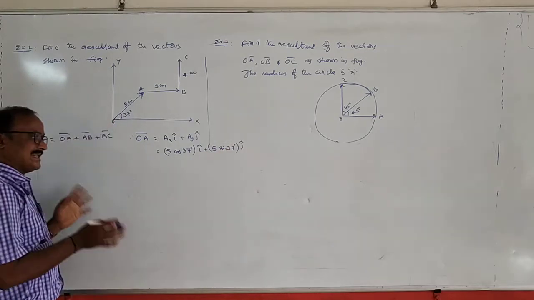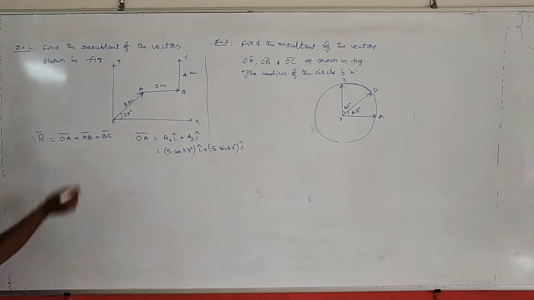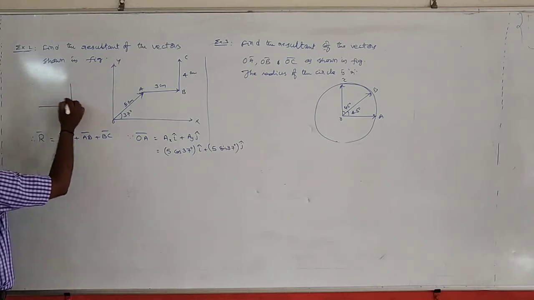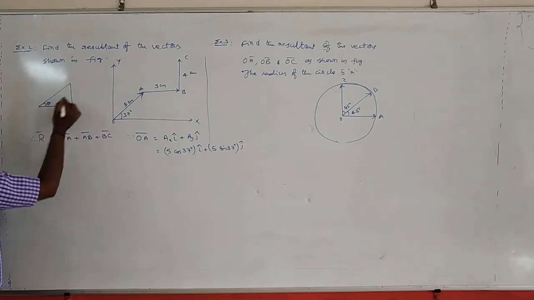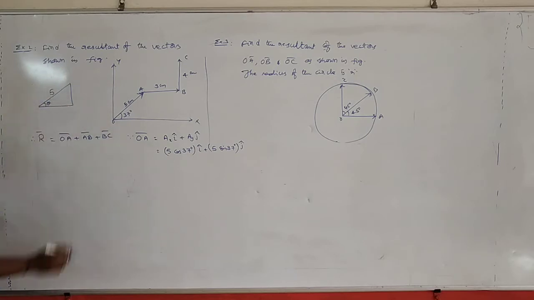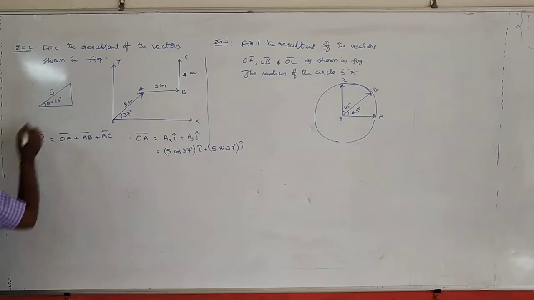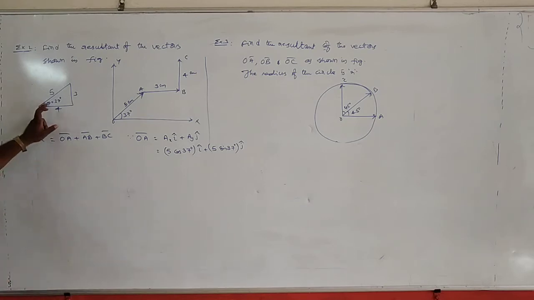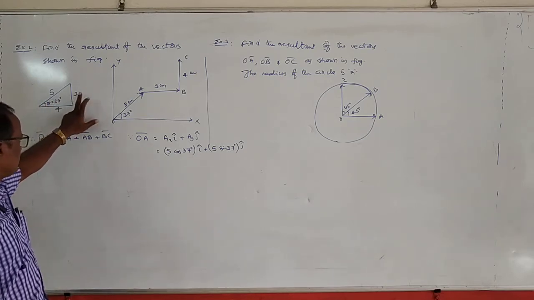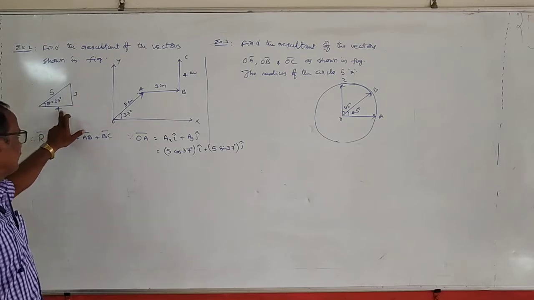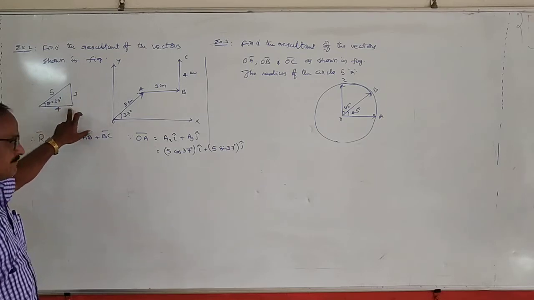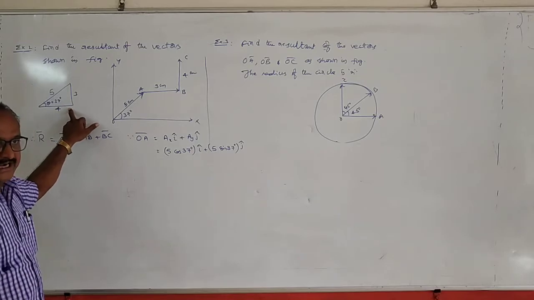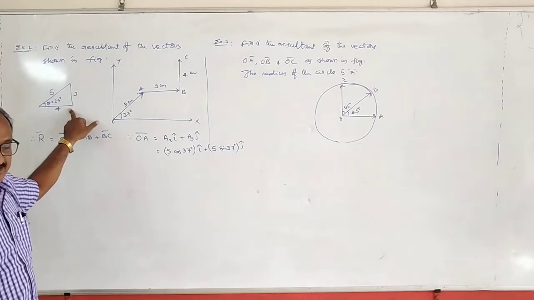What is the value of 37? You already know it from the right triangle. Suppose this is the angle theta. The hypotenuse is always 5. This is the angle 37, the opposite side to 37 is 3 and the adjacent is 4. If this angle theta is 53, the opposite is 4 and the adjacent is 3. This concept was already explained well in the previous class, basic trigonometry.